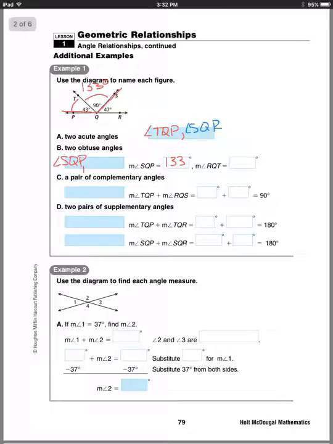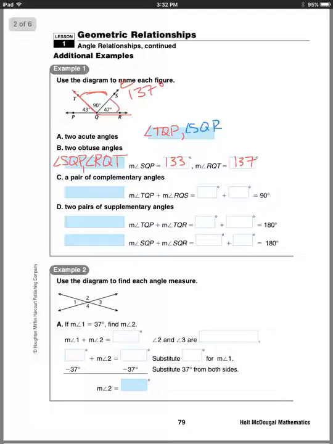Now we need to see if we can find another obtuse angle. And we can do the same thing. We can just go this way, okay? And we can take those adjacent angles, because they share this side, and we can add them together, and we get 137. 137 is an obtuse angle. So because we get 137 when we add those adjacent angles together, angle RQT is also an obtuse angle.